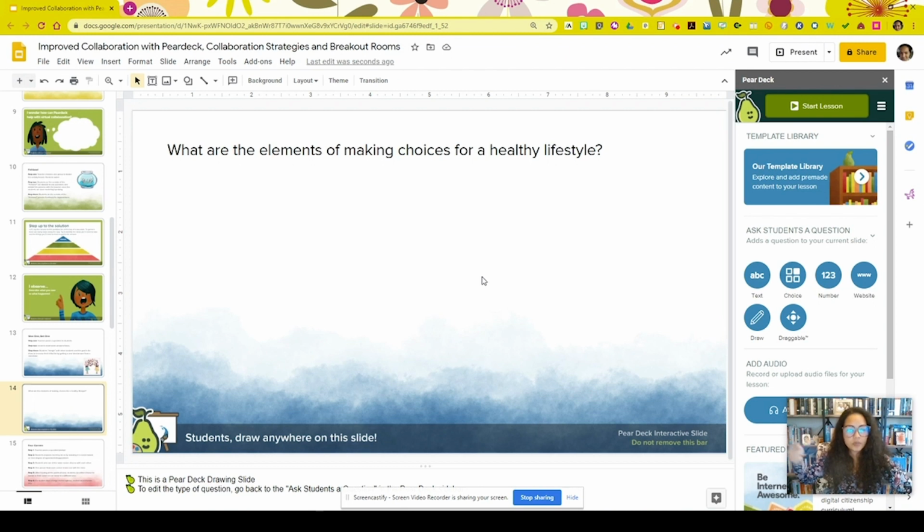So you can bring them back to the main call, shuffle the groups, and put them back again until you've given them enough time that you think they are able to solve whatever equation, or they have enough ideas that they could start writing about something.